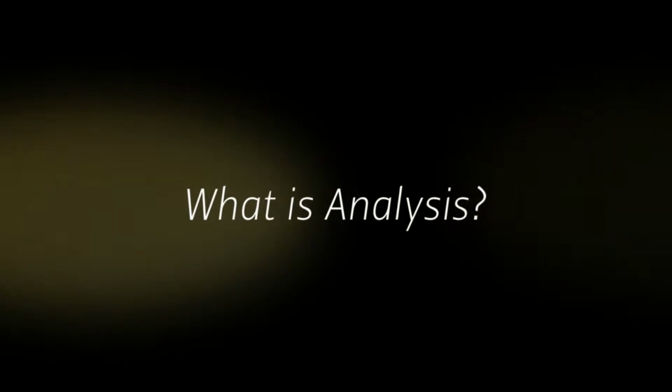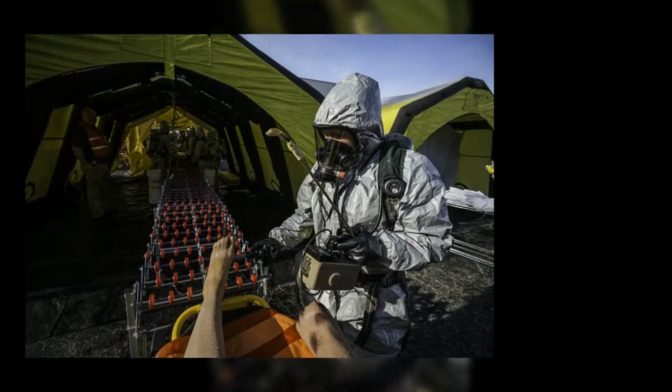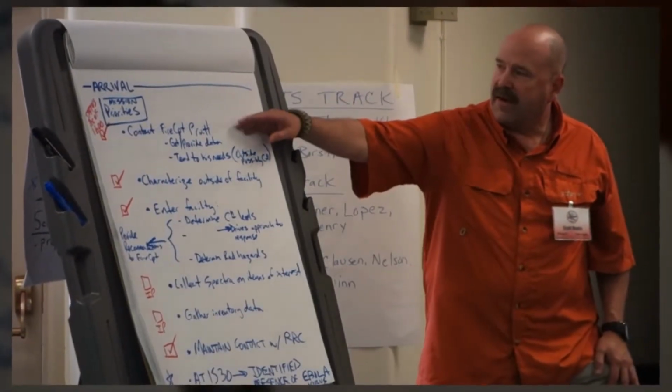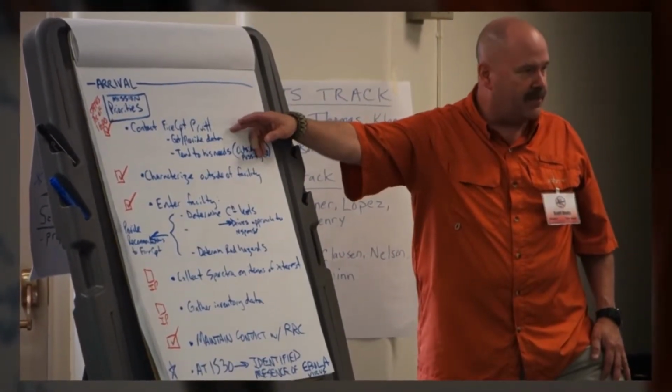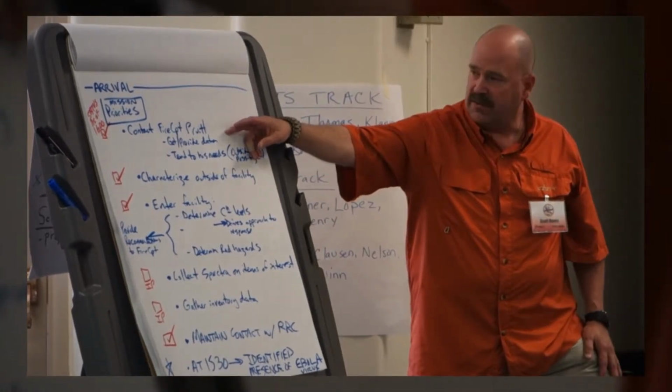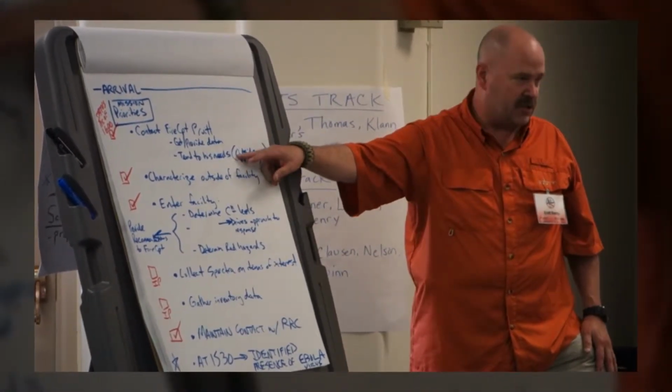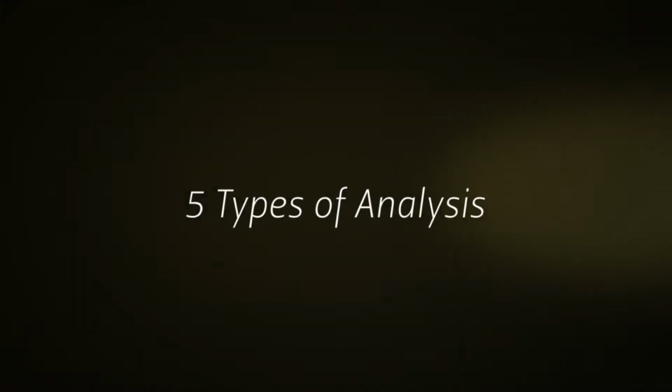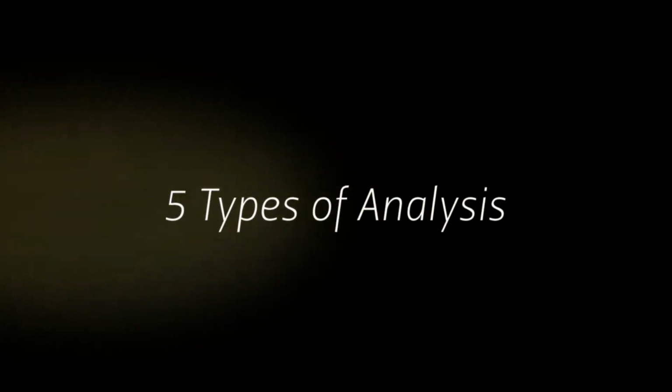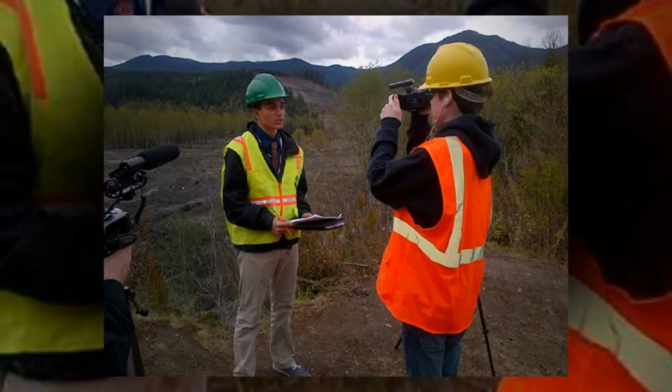What is analysis? How does it work? And what is your part in making a successful analysis? Analysis is a systematic examination of how individuals perform work activities or how an organization conducts its business. There are 5 types of analysis that the Emergency Operations Training Academy conducts for a client.